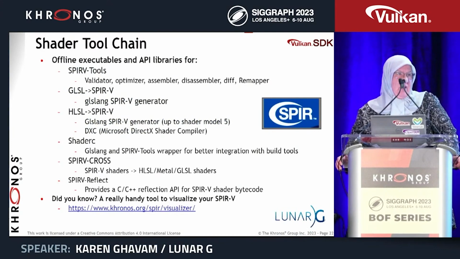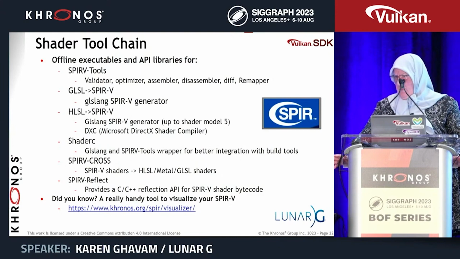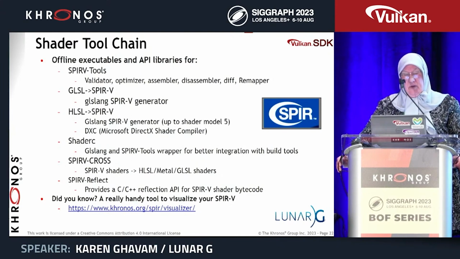Okay, in the SDK, we also include the shader toolchains. So these are offline executables and API libraries for SPIR-V tools. If you want to validate SPIR-V, optimize it, the assembler and disassembler are there. If you want to go from GLSL to SPIR-V, you can do it with the glslang SPIR-V generator. If you want to go from HLSL to SPIR-V, you can use the glslang SPIR-V generator. That's up to shader model 5 plus a little bit more. And you could use the Microsoft DirectX Shader Compiler to go from HLSL to SPIR-V.